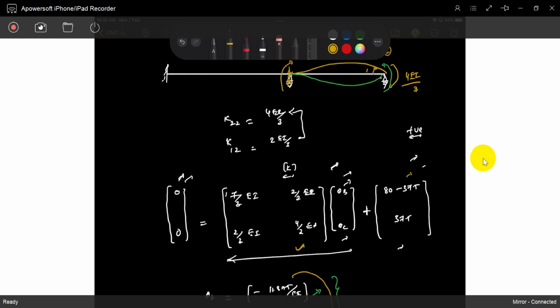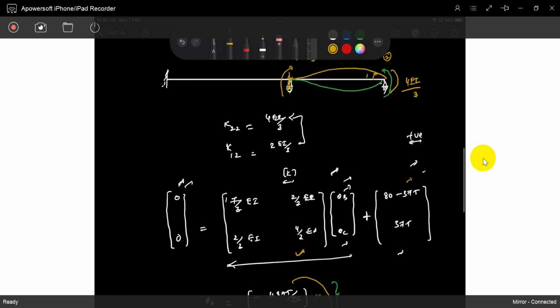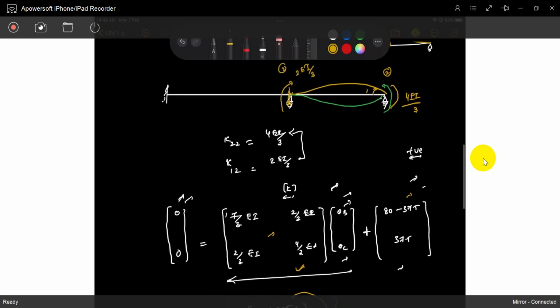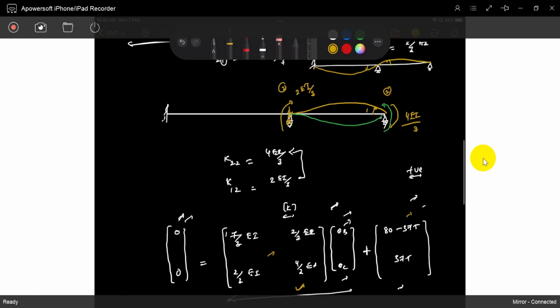So the 2x2 matrix you will get like this only. If you strike out the rows and columns, what you get, you can get by this method also. If you take only these 2 degrees of freedom, you will get the same 2x2 matrix that we get in the total assembled matrix. That is the new idea. Now we will go to the flexibility matrix.